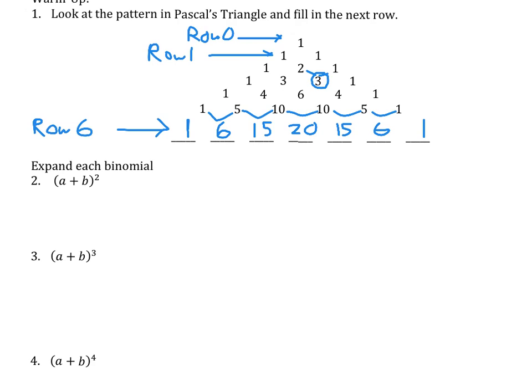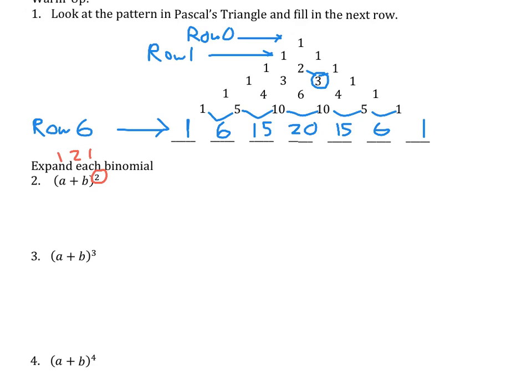Okay, so for number 2, we're going to use row 2 of Pascal's triangle because the exponent is 2. Pascal's triangle is for expanding binomials. So we have a binomial, a plus b. It's a binomial because there's 2 terms, and it's raised to the second power. So we're going to use row 2. Row 2 is 1, 2, 1. So those are the numbers we're going to use.